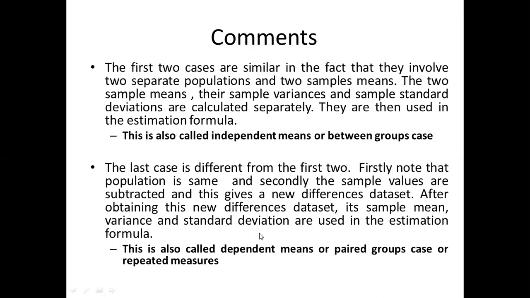The last case, which we saw just now, was different from the first two as well. In this case, we should firstly note that the population is the same, and secondly, the sample values are subtracted, and this gives a new difference data set. So we are creating a new data set, which we were not doing in the previous two cases. After obtaining this new difference data set, its sample mean, variance, and standard deviation are used in the estimation formula. This type of research methodology is called the dependent means or paired groups case or repeated measures case, right?